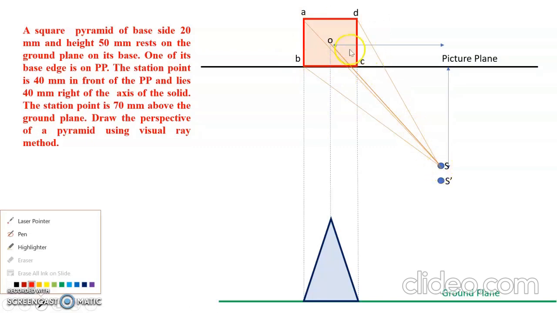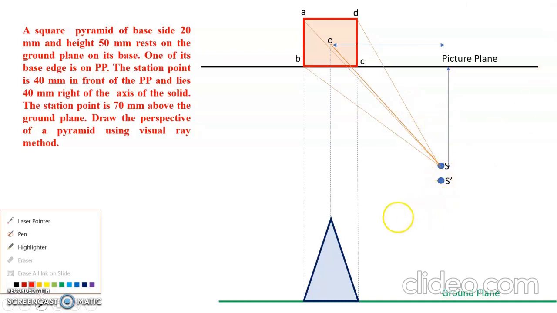Station point is right of the axis of the solid and 40 mm in front of the picture plane. So this is the first step. First step is these 3, and then the fourth one is S dash. S dash is 10 mm away from the S. These two should lie in the same vertical line, but 10 mm away.